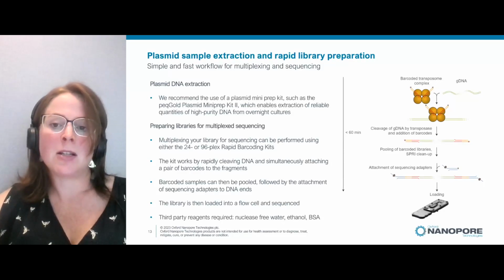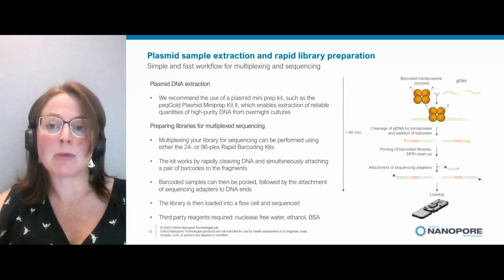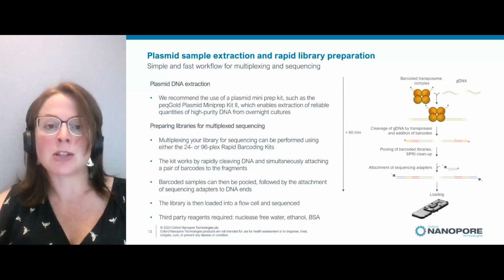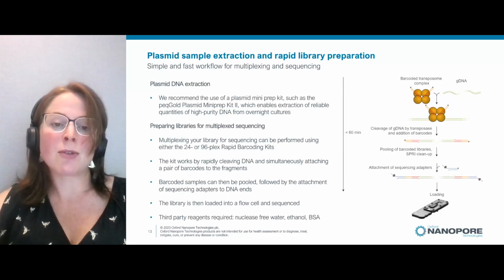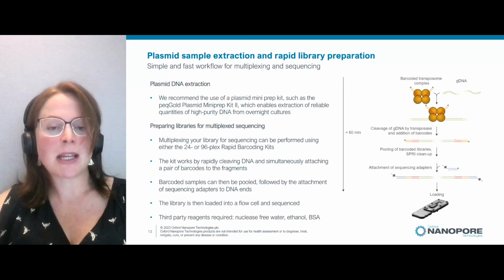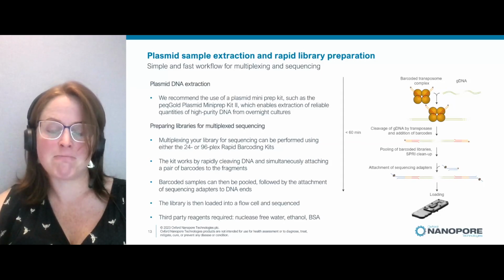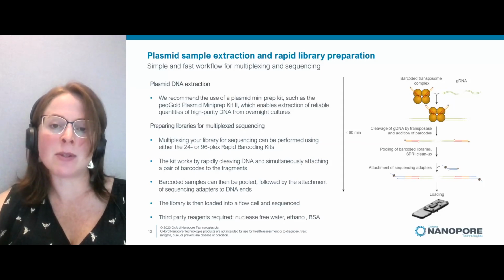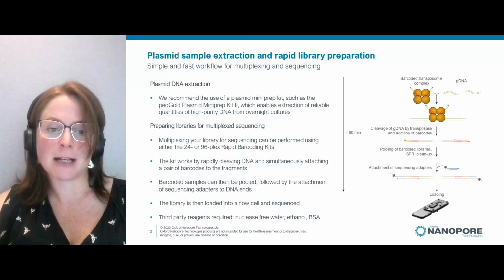same method. So we cleave the DNA by the use of a barcoded transposome complex. So not only does this cut the DNA, but it also adds a pair of barcodes onto the ends of your DNA fragments. As all of your samples are now barcoded, they can then be pooled together and cleaned up in a single bead cleanup step. So this makes the workflow incredibly rapid. We can then attach our sequencing adapters prior to loading onto a Nanopore sequencing flow cell.